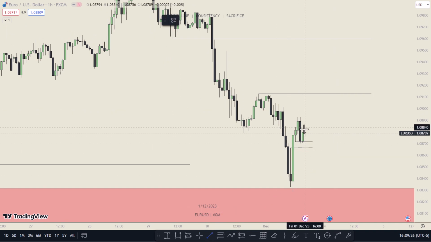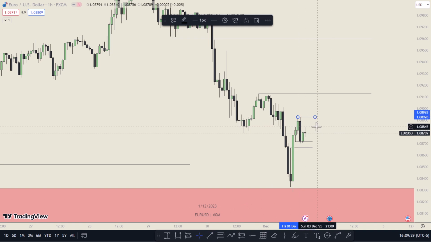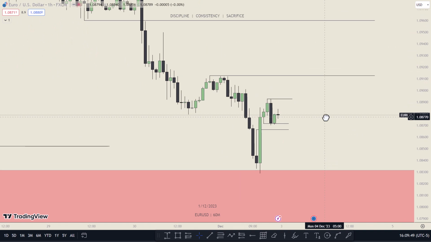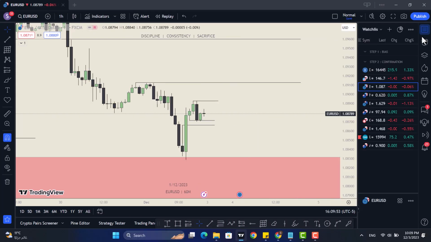What I'm looking for is another 1 hour break of structure right here. So another expansion, breaking this swing high, and next thing I'm going to capitalize on a buy to this fair value gap right here, to this inefficiency. So this is a draw on liquidity for now on this particular pair. Again, the time needs to align. All right, let's move on to another pair.